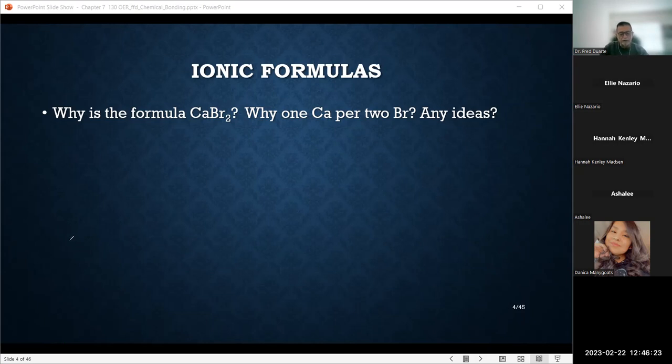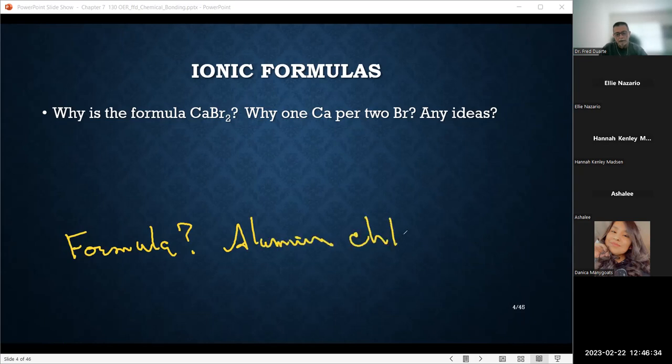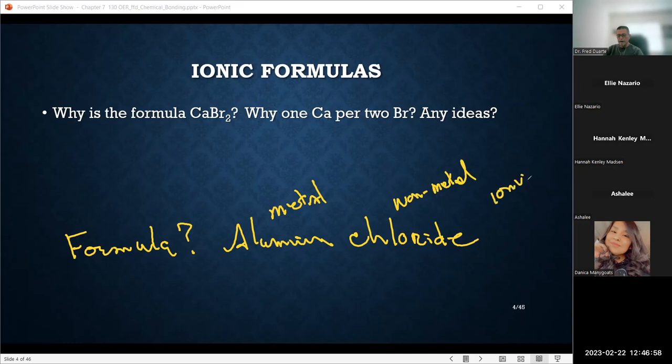Okay, so it could be: write the formula for aluminum chloride. All right, so you're asked to write the formula for aluminum chloride. Before we can do anything, first notice that we have a metal and a non-metal combination. So that tells me that I'm dealing with an ionic compound. Okay? And notice the name, aluminum chloride. There are no prefixes here. More on that in a second.